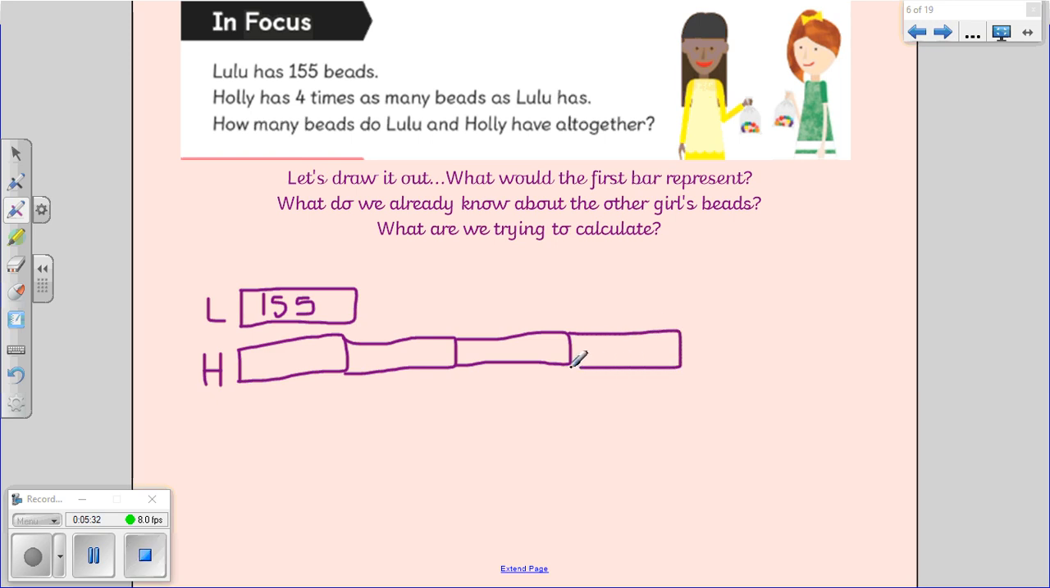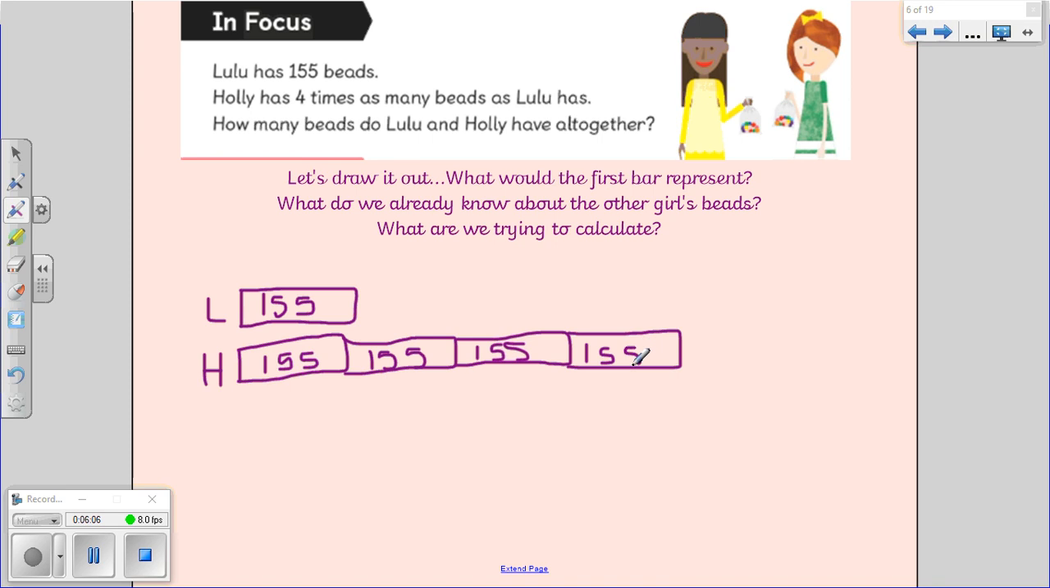Okay, and I can actually fill that in further because I know that each part that I've drawn here is worth 155 because Holly has 4 times the amount as Lulu. So I can put 155 in each box here. You don't have to, but it might help you work out what we need to do next. So the question says, how many beads does Lulu have altogether?